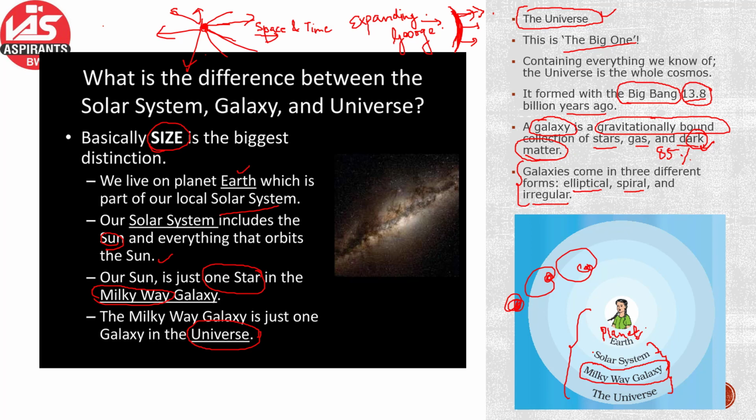Now, after the galaxy comes our solar system. So our solar system is present in the Milky Way galaxy. And we know our solar system consists of sun and the other planets. So let us move ahead.